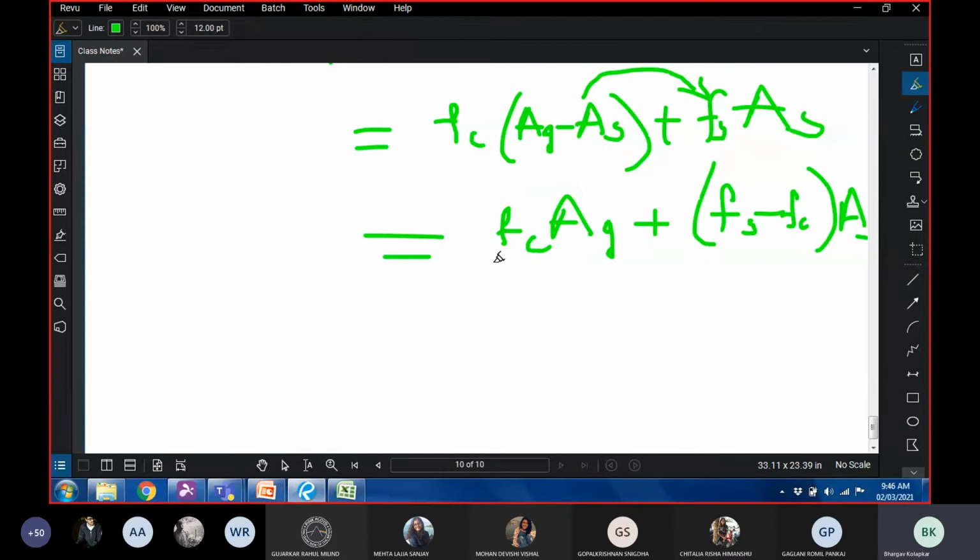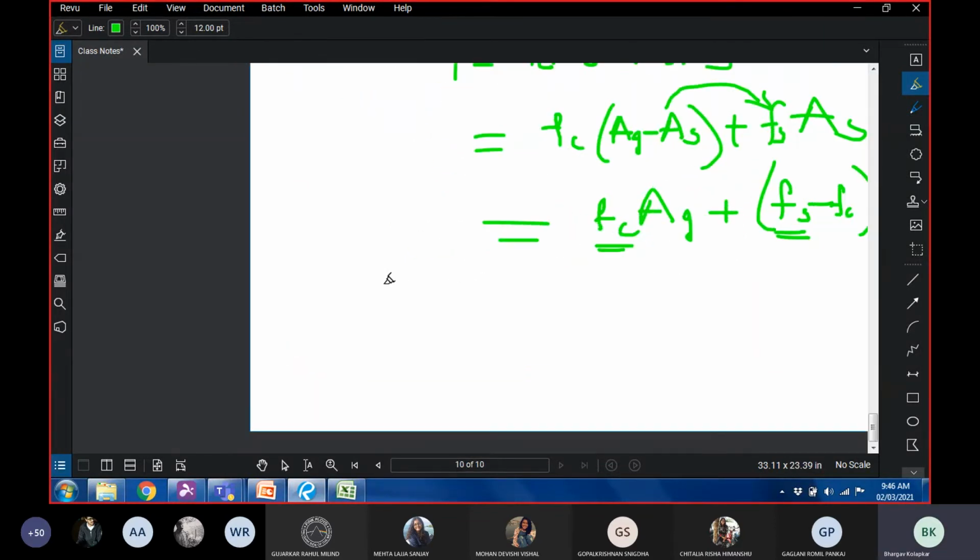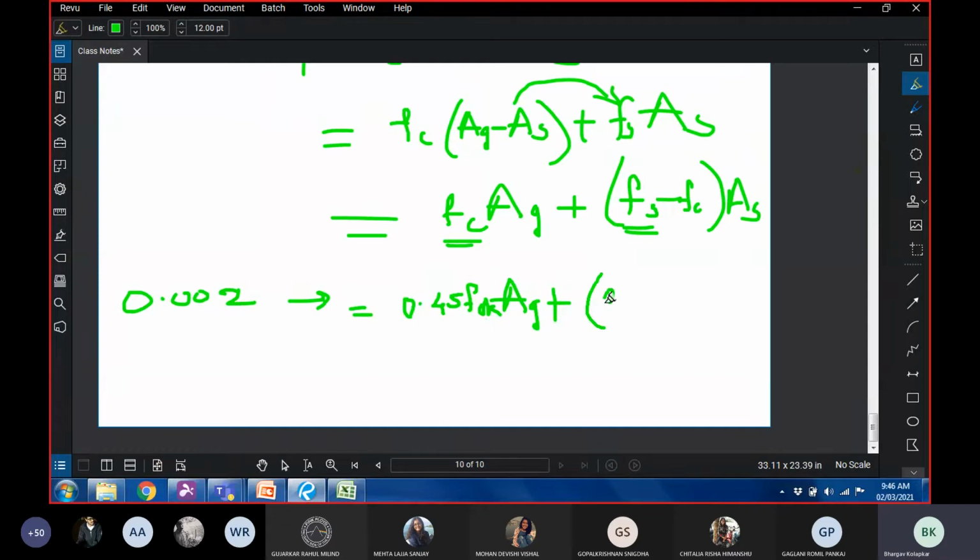Now the question is, what is Fc and what is Fs? We have seen that for a strain value of 0.002, which is our failure criteria, our Fc is equal to 0.45 fck. So I can rewrite this as 0.45 fck into the gross area plus whatever is the stress in steel, because the stress in steel depends on the grade of steel, minus 0.45 fck.